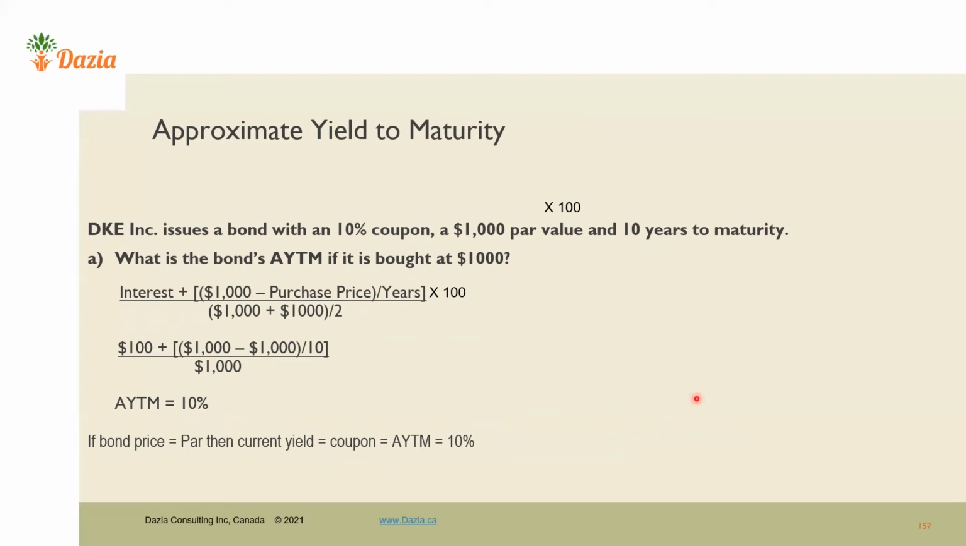And as you can see, in this case, if the bond price is equal to par, you're buying the bond at the same price, then the current yield is equal to coupon is equal to the AYTM. In this case, it is equal to 10%.